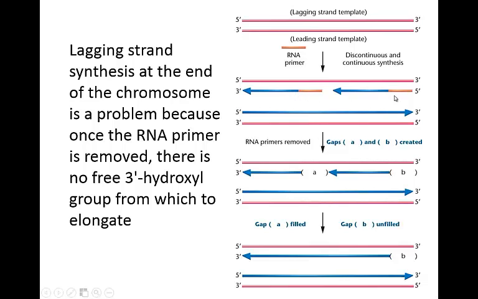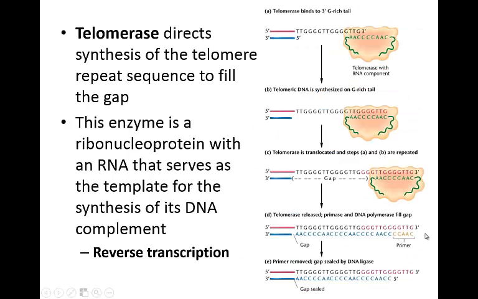However, once this RNA primer is removed, at the very end there is no free 3' hydroxyl group from which to elongate. So what telomerase does is it directs the synthesis of the telomere repeat sequence to fill the gap. This is the enzyme with ribonucleoprotein. It has an RNA that serves as the template for the synthesis of its DNA complement. And it does this through reverse transcription.